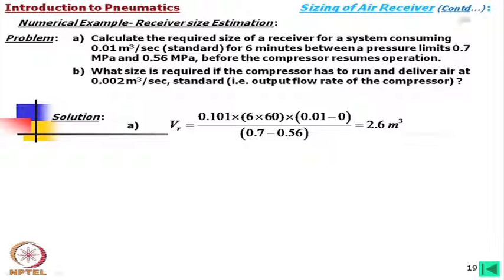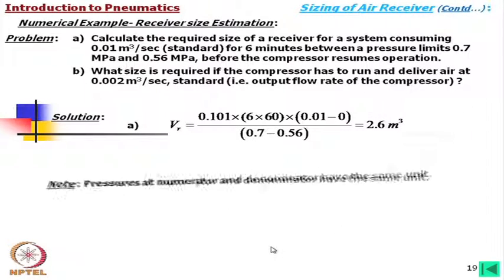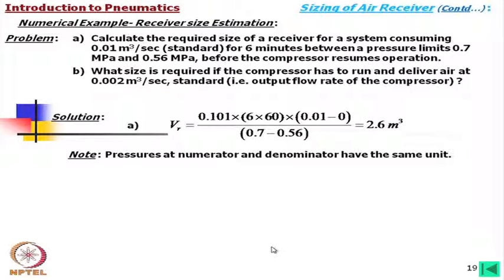As a requirement, you really have to make the average of total utilization, compressor time, how much it should be stopped, etcetera. So, that becomes a little complicated, not this simple, but as a numerical example, this is how to calculate the capacity of a compressor and size of the reservoir. Pressure at numerator and denominator have the same unit. That means, in this case, you should take care that this should be the same unit. Even if the pressure is expressed here in PSI, that is not a problem.